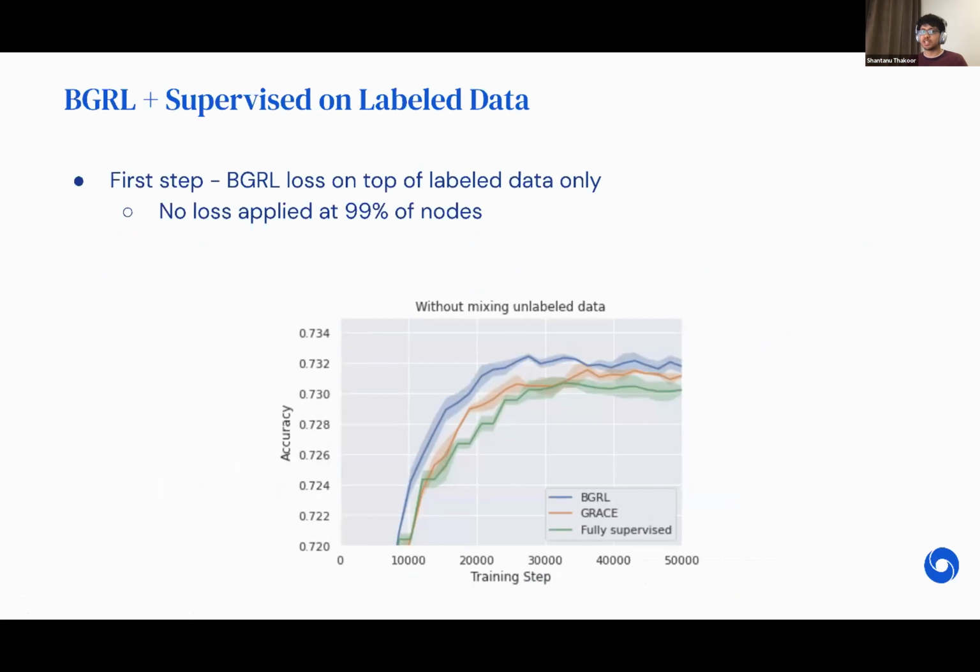So as a first step, we explored applying this on top of the labeled nodes only, so just as an auxiliary loss. So even when we're not mixing unlabeled data, but just using it to shape representations, we see a large increase in performance between the fully supervised and also using BGRL to shape the representation. And it's also slightly better than another method called GRACE.